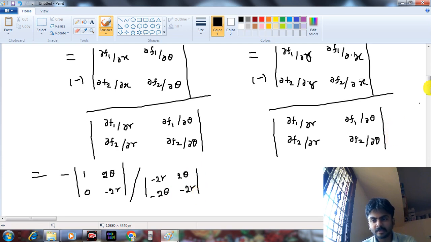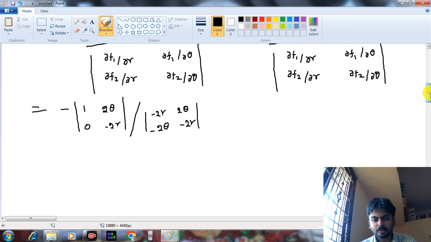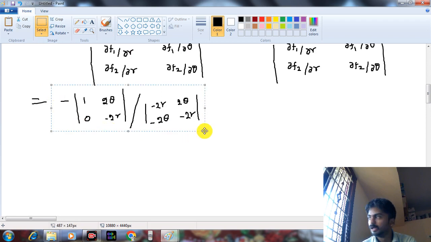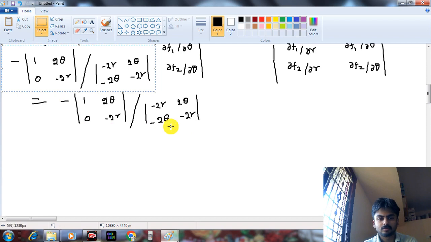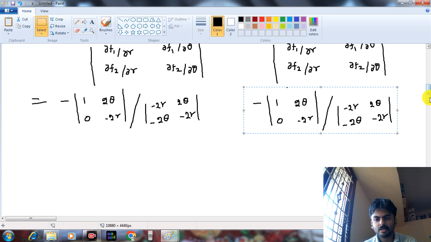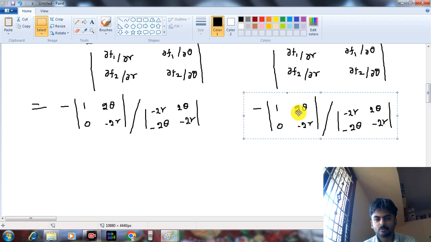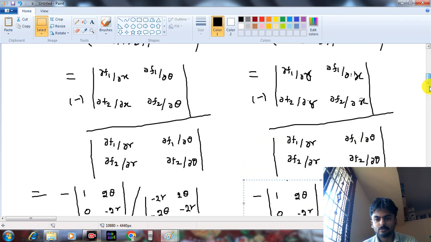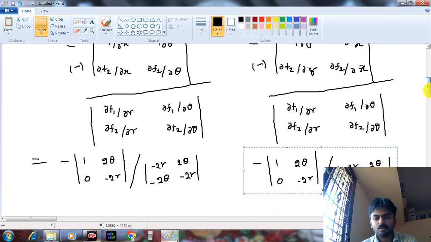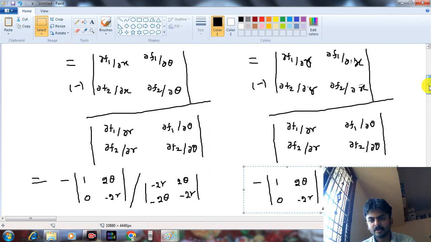So on the right hand side also the denominator will be the same, but the numerator will vary. So I shall copy the entire thing and I shall change the numerator alone. Here we are having f1 with respect to r.